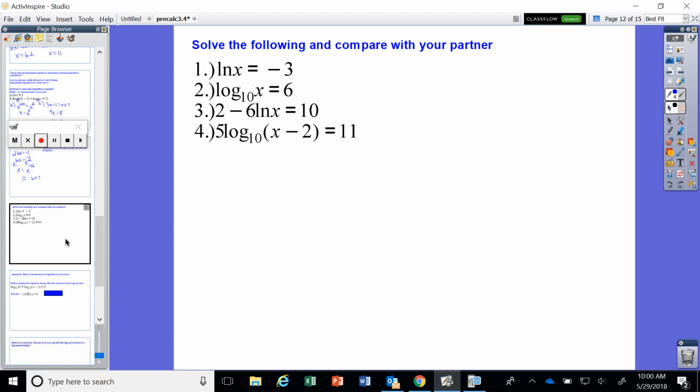And then we'll have a little brief pause to go over 3 and 4. So pause it right now. Do it. All right, number 1. Let's take a look here.